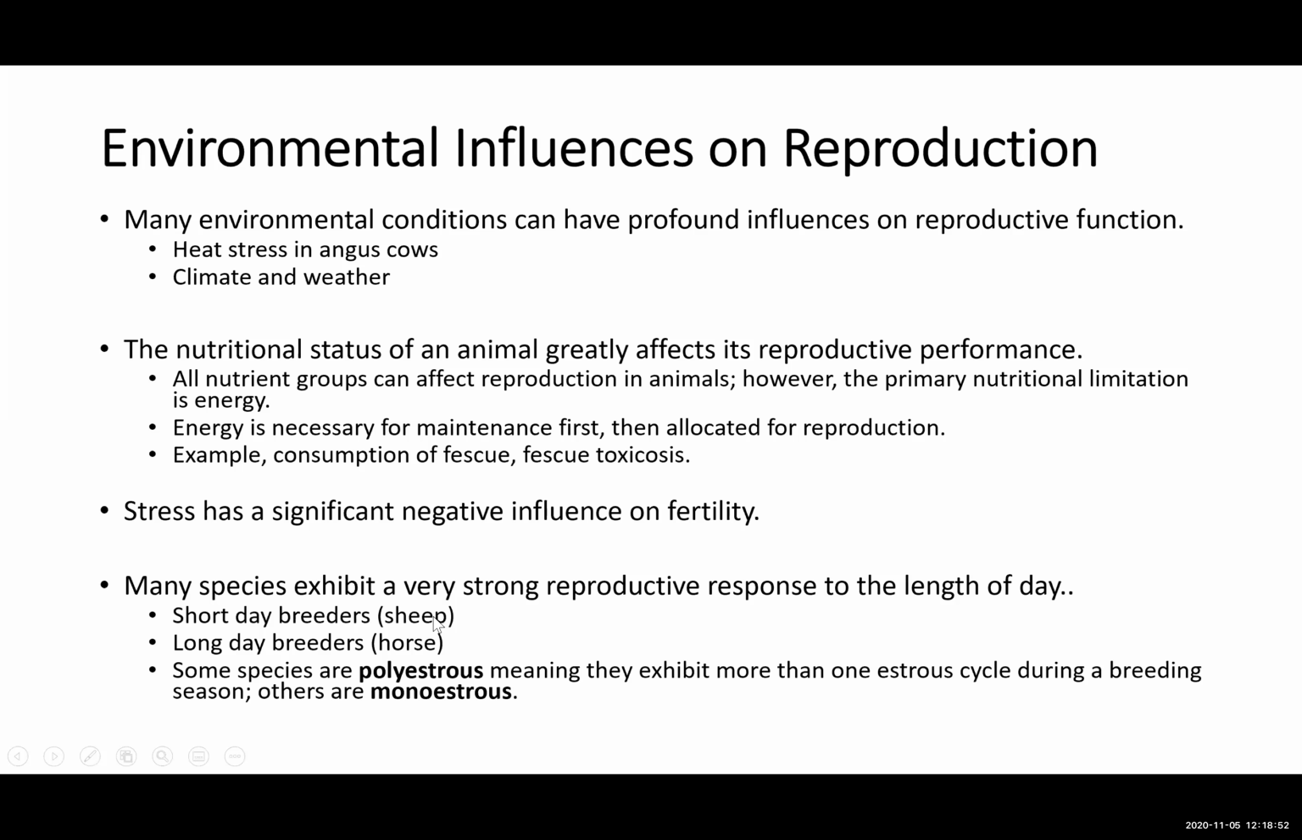In sheep, these are called short day breeders, and that means they get pregnant when the days are getting shorter. So that would be in the fall. They're going to exhibit estrus in the fall and as they approach winter, but then they're going to go into a period of anestrus, and anestrus means just not having estrus. So they will not breed naturally outside of this seasonally polyestrous period. The reason being is because their gestation is about 145 days.